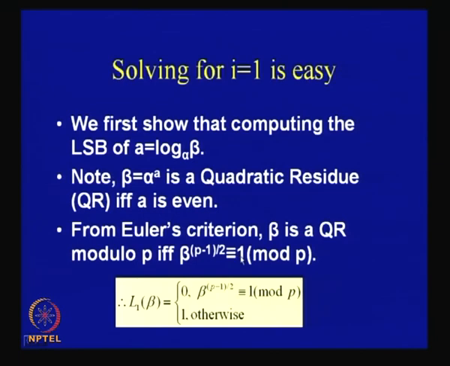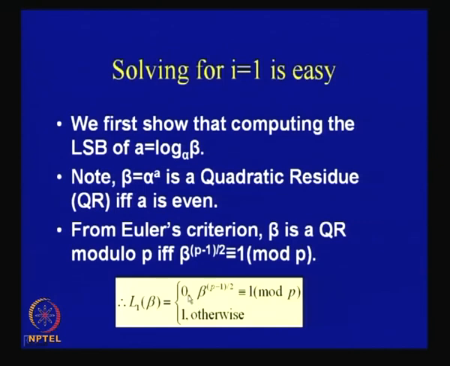So if it is equal to plus 1 modulo p, then beta is a quadratic residue. Similarly, if beta is a quadratic residue, this implies it, so this is an if and only if condition, necessary and sufficient. If I club these two points, what does it mean? It means that I have to obtain L1 of beta, so we are computing the least significant bit. Now, if a is even, then what is the value of L1 of beta? It is equal to 0, because only then the exponent is even.